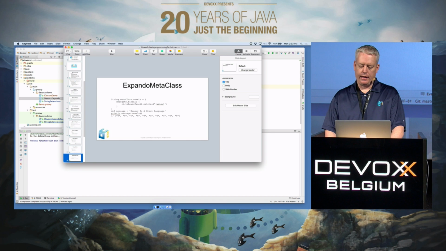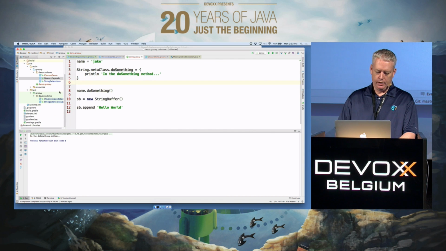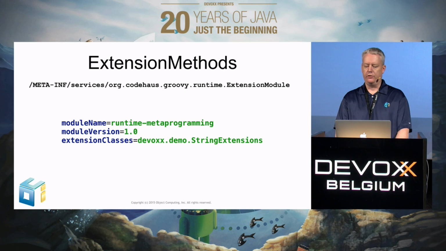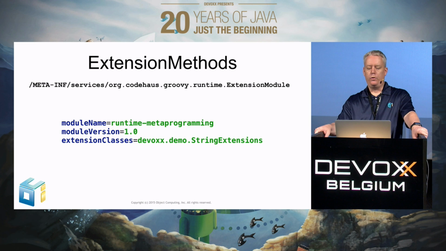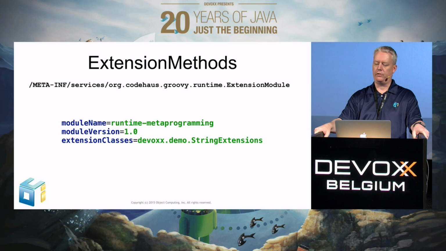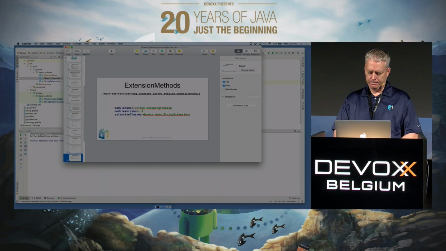Another way to add dynamic methods to classes in Groovy is with Groovy's really slick extension methods mechanism. So if you have a file at META-INF/services/org.codehaus.groovy.runtime.ExtensionModule, right? The name that you see there. So that's the name of a file, org.codehaus.groovy.runtime.ExtensionModule. In that file, you can have text like you see here.